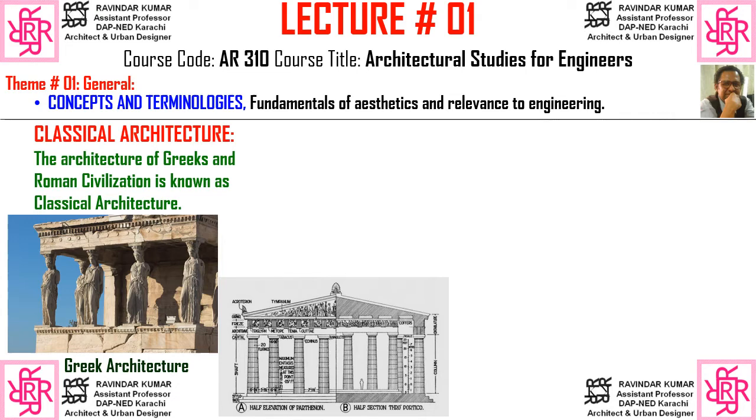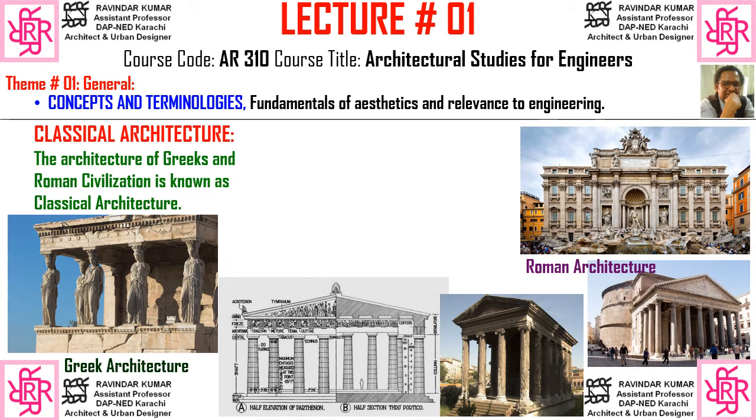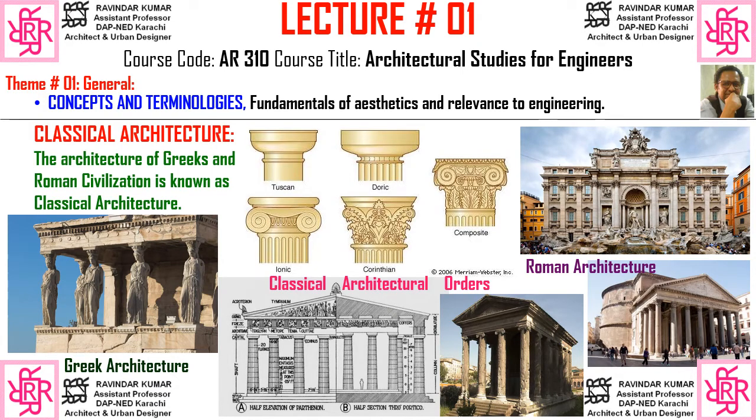For example, you can see the Greek architecture's example here. This is Roman architecture's example. These are the columns, or you can say classical architectural orders that the Romans and Greeks have developed. The Greeks have developed the Doric order, the Ionic order, and Corinthian order. Whereas the Romans have developed the Tuscan order and composite order.